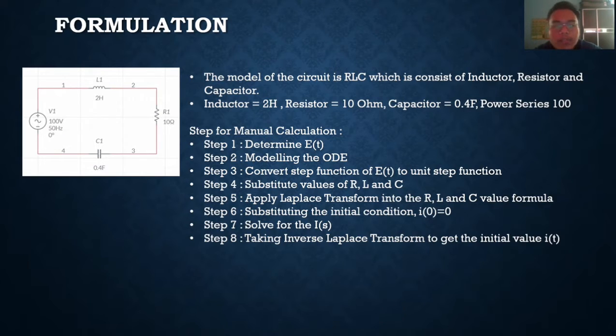Then step 3, convert the step function of E(t) to a unit step function. Step 4, substitute the values of R, L, and C. Step 5, apply the Laplace transform to the R, L, and C value formulas, meaning for the inductor, resistor, and capacitor. Step 6, substituting the initial condition I(0) at time 0 seconds. Step 7, we solve for I(s). And lastly, step 8 is taking the inverse Laplace transform to get the final value for i(t). So that's all from me.